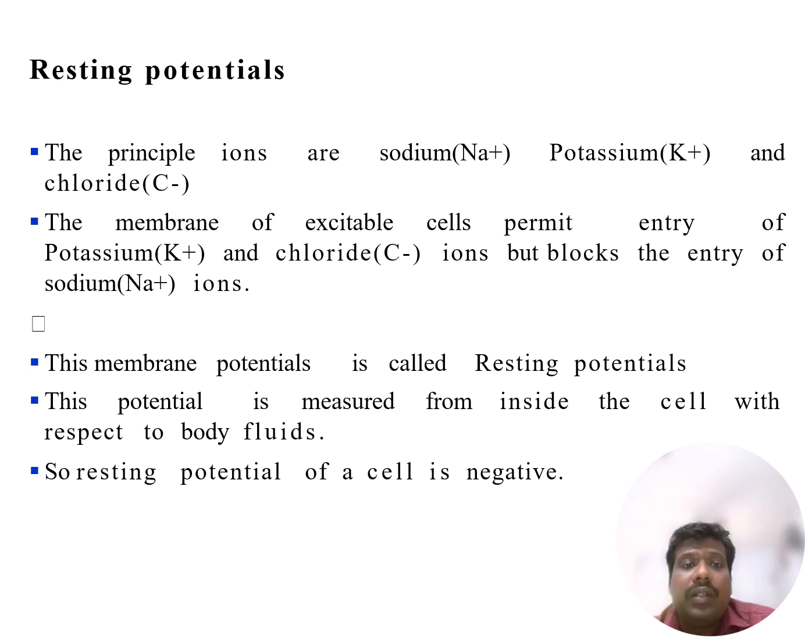Okay, resting potential. The principal ions are sodium, potassium, and chloride ions. The membrane of excitable cells permits entry of potassium and chloride ions, but blocks the entry of sodium ions. This membrane potential is called resting potential. This potential is measured from inside the cell with respect to body fluids. So the resting potential of the cell is negative.